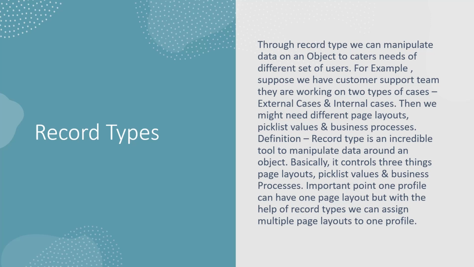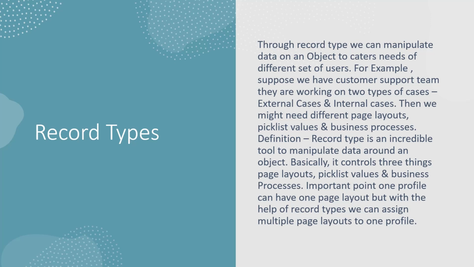Record types are basically a way to manipulate data on an object to cater to the different needs of different sets of users. For example, suppose we have a customer support team working on two versions of cases, external cases or internal cases. Then we might need different page layouts, picklist values, and business processes to cater to that requirement. Through record types, we can accommodate this requirement.